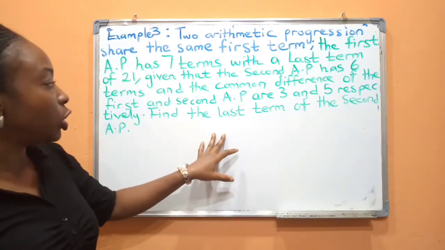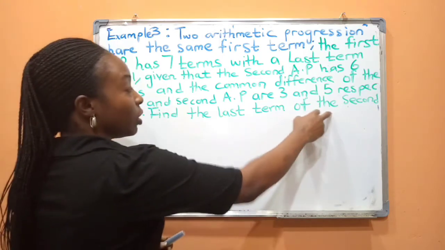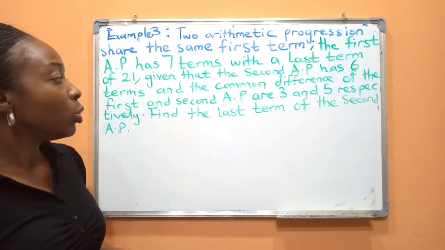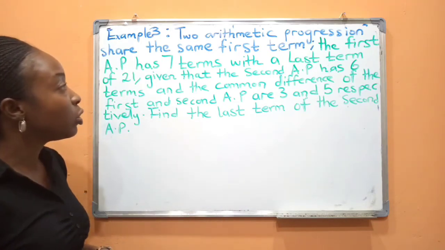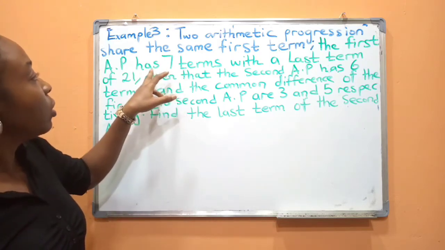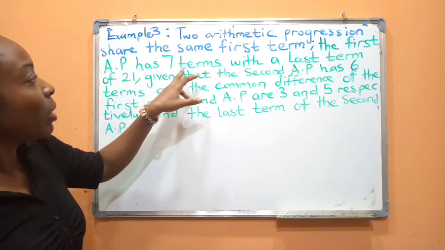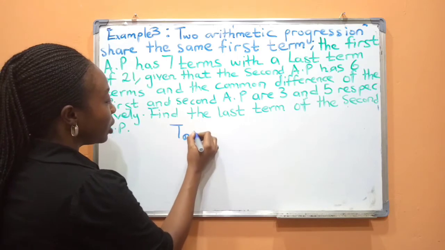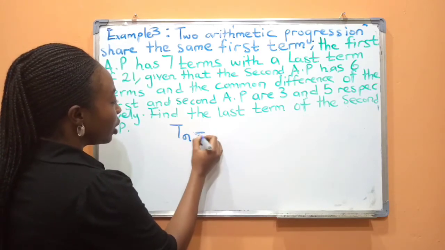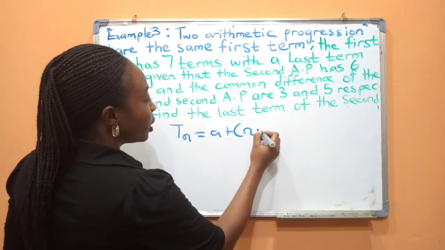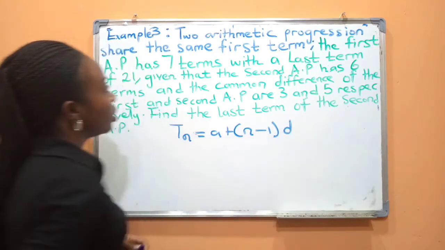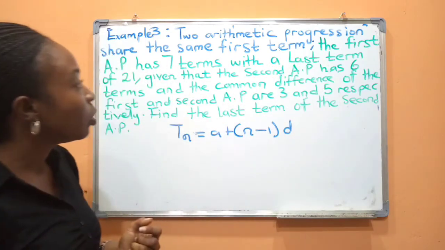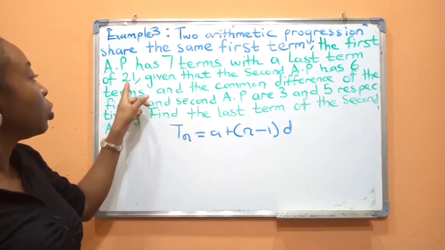Now, in order to solve this question, though we are told to find the last term of the second AP, we can't go straight to doing that because we are going to have 2 unknowns. What we need to do is to first of all start with the first AP. The first AP has 7 terms, and we can write that like this: T7 equals A plus, open the bracket, n minus 1, then we have D. So they now told us something we can work with. They said the first AP has 7 terms with a last term of 21.